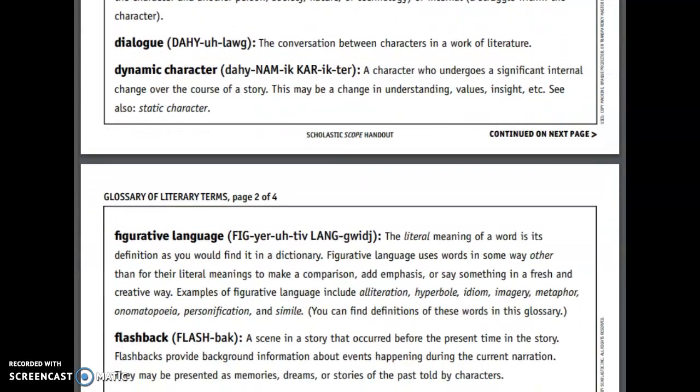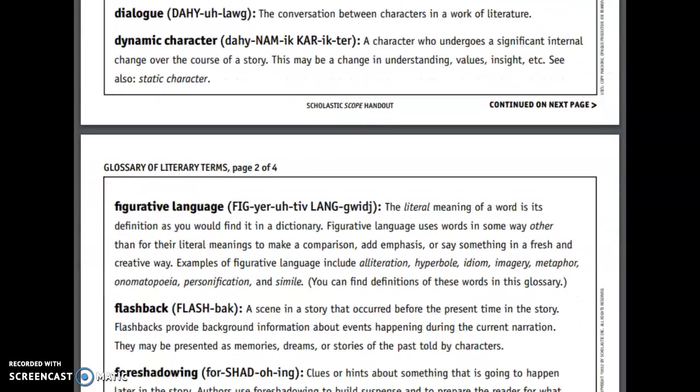The next term is dynamic character. A character who undergoes a significant internal change over the course of a story. This may be a change in understanding, values, or insight, etc.